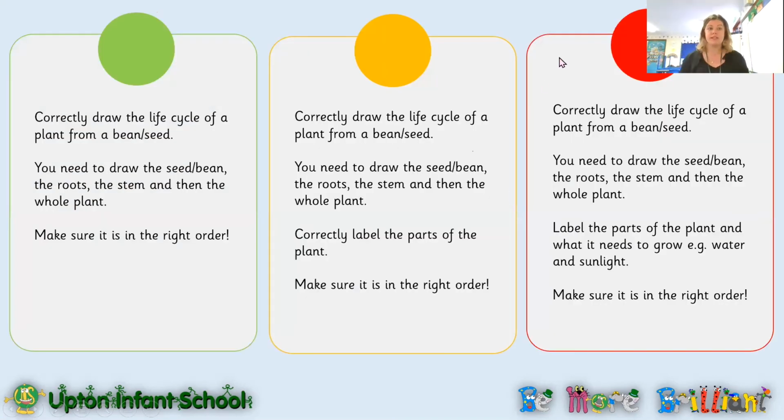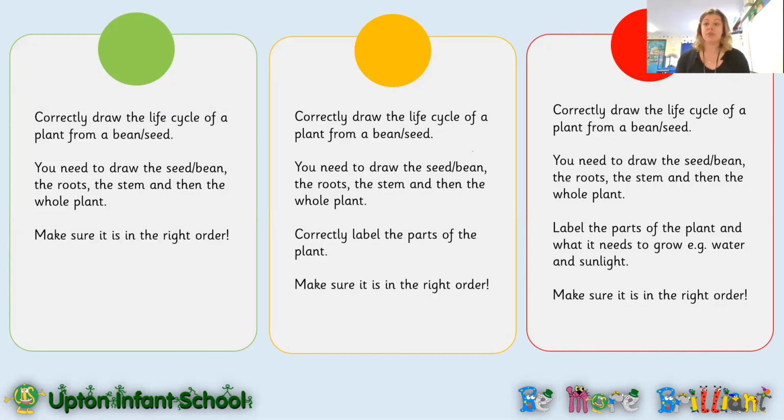So if you're doing the green task, draw the life cycle of a plant from a bean or a seed. You need to draw the roots, the stem, and then the whole plant, and make sure it's in the right order. If you're doing the yellow task, you need to do the same. So you need to draw the seed or the bean, then the roots, then the stem poking out of it, remember that video, and then the whole plant. You need to correctly label the parts of the plant too. So you need to write stem, leaves, petal, seed, roots, and make sure it's in the right order.